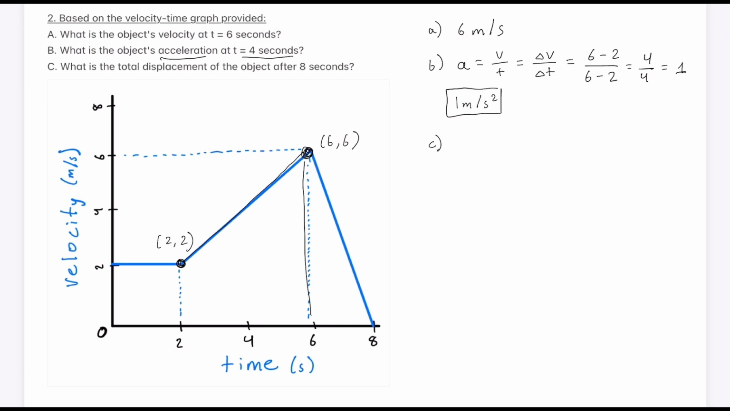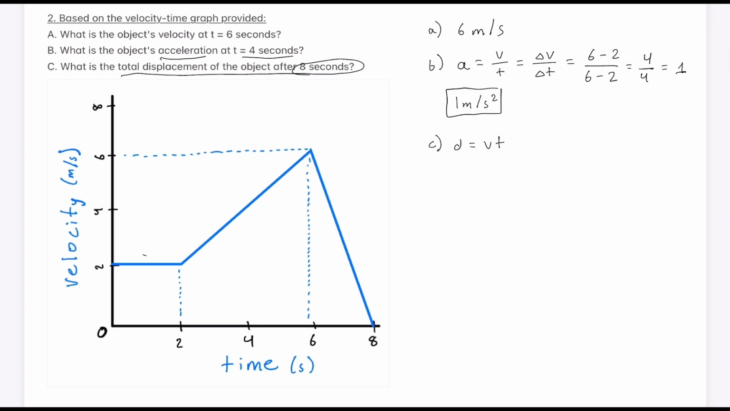Part C asks for the total displacement of the object after 8 seconds. If we review our equations, we can remember that d is equal to vt. So this means that the displacement is equal to the area under the velocity versus time graph. So we can do that by simply dividing up this graph into familiar shapes and finding the areas of them.